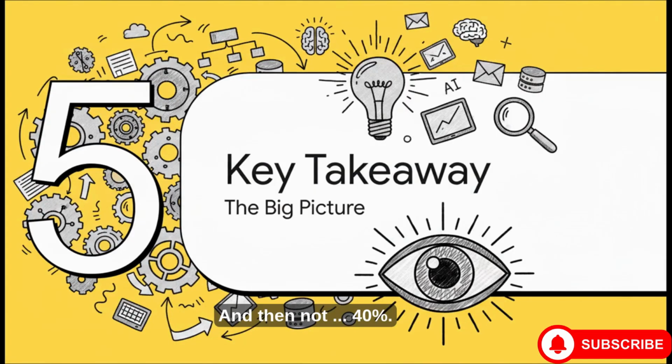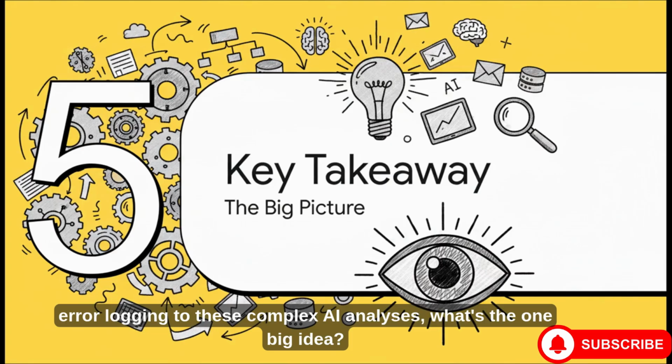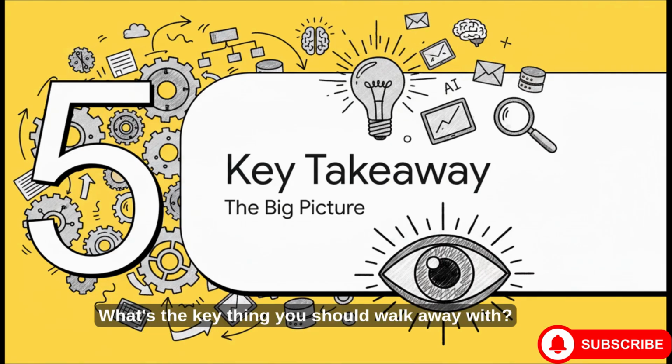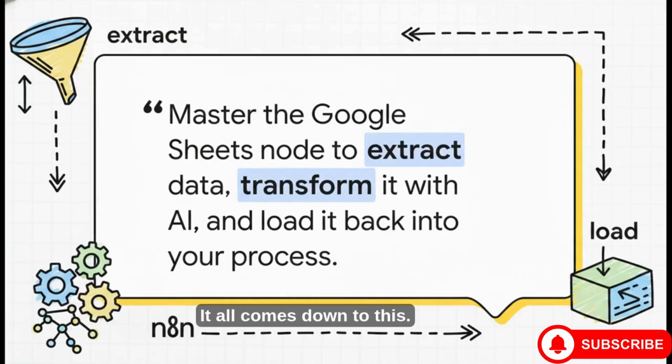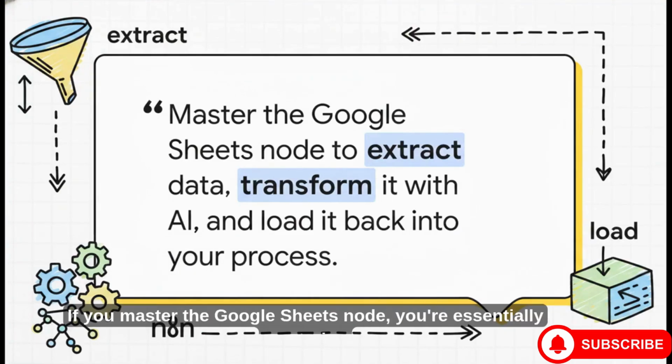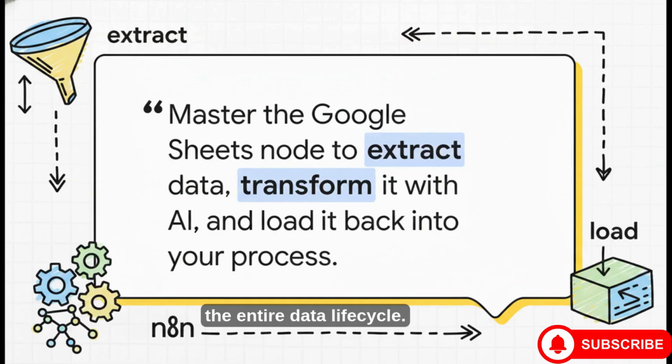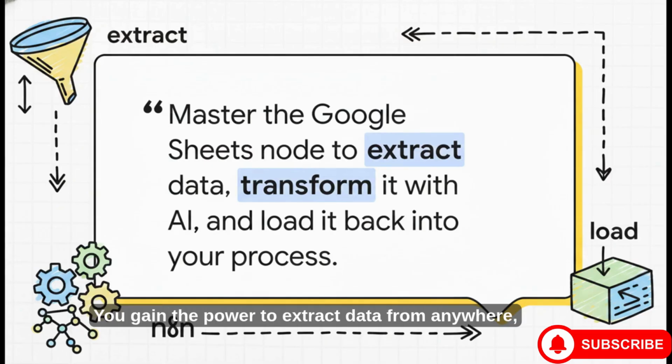So, after seeing all of this, from simple error logging to these complex AI analyses, what's the one big idea? What's the key thing you should walk away with? It all comes down to this. If you master the Google Sheets node, you're essentially mastering the entire data lifecycle. You gain the power to extract data from anywhere, transform it using all sorts of logic or even AI, and then load it right back into your business processes. It's not just a spreadsheet anymore. It's a complete data engine.